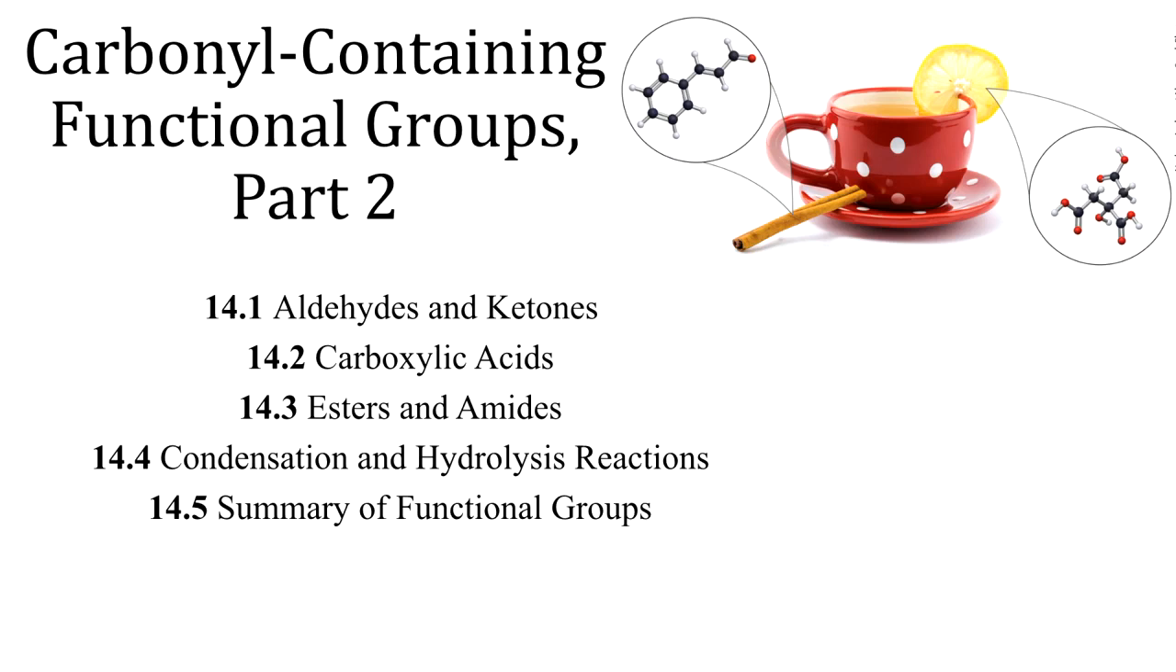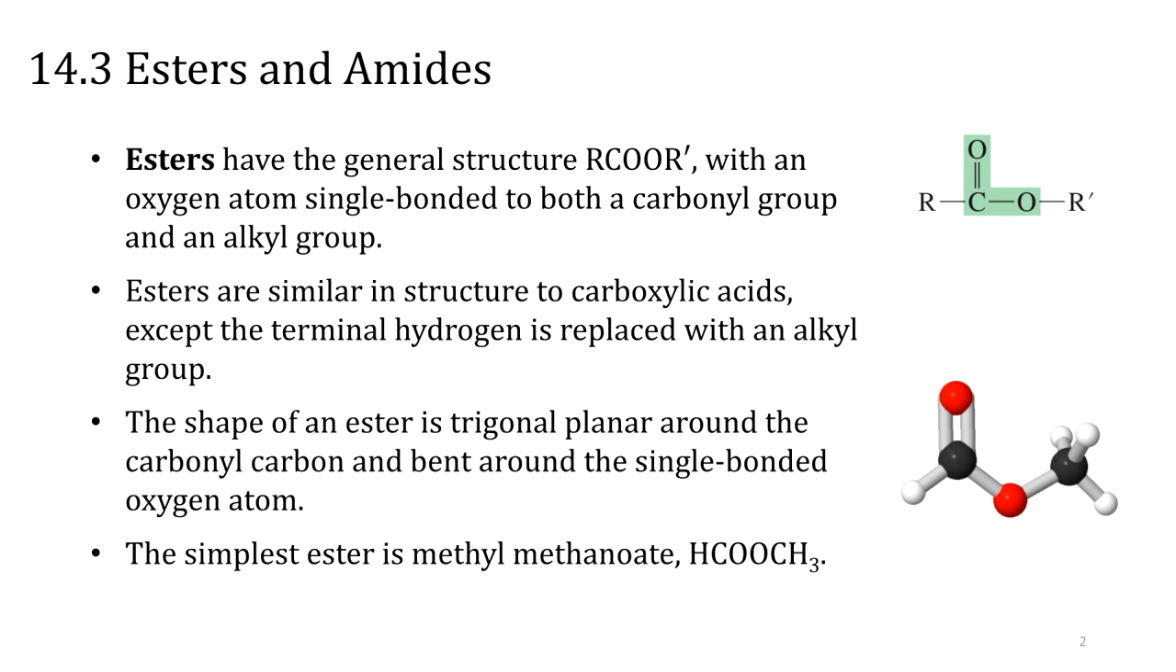Continue our discussion on carbonyl-containing functional groups. Here we're going to look at esters and amides. These are functional groups that look similar to carboxylic acids, but they have small changes. So the ester has the general structure RCOOR prime, with the oxygen atom single bonded to a carbonyl group and an alkyl group. Effectively this looks like a carboxylic acid, except your hydrogen has been replaced by an alkyl group.